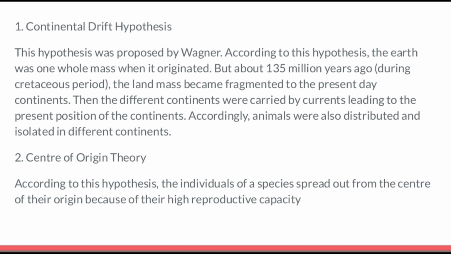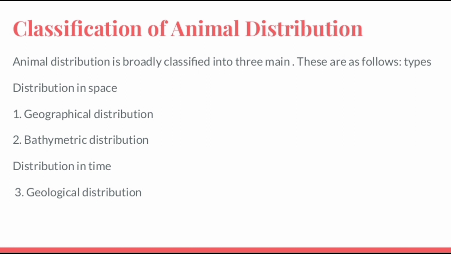Second, center of origin theory. According to this hypothesis, the individuals of a species spread out from the center of their origin because of their high reproductive capacity. Classification of animal distribution.